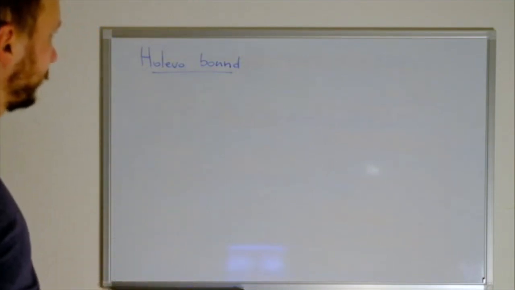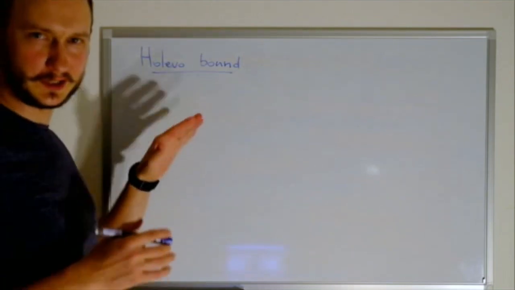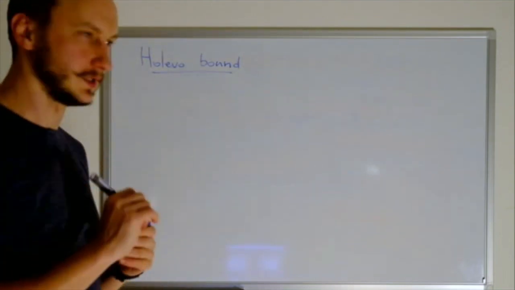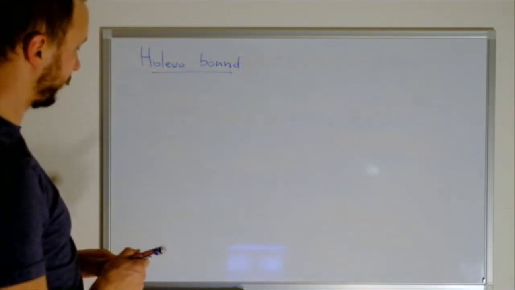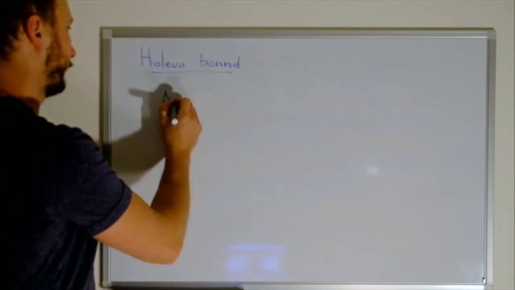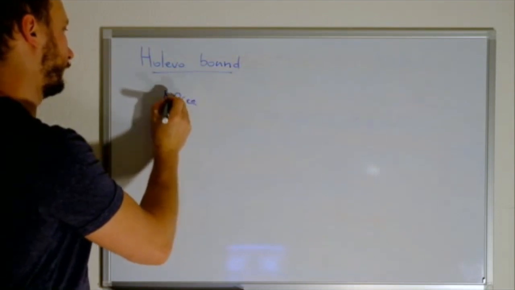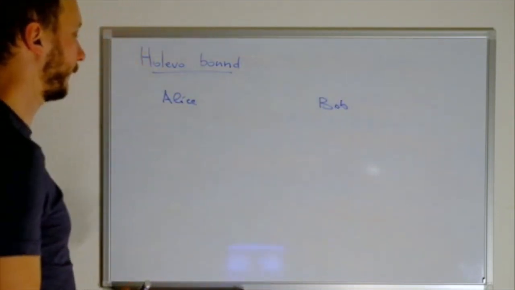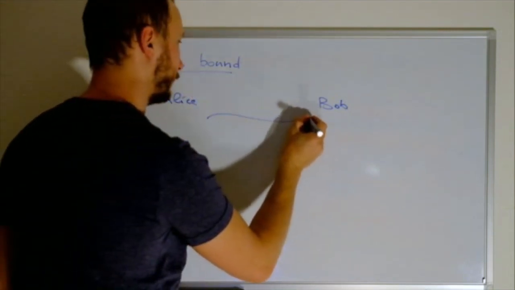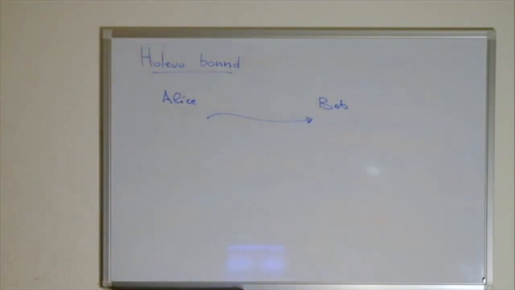So the Holevo bound, what it tells us, first it looks like it's a different context from what we're doing here, but then we'll see that it's actually related. So the Holevo bound is a statement about the following scenario. Let's say we have Alice, right? So we have Alice here, and we have Bob. Okay, and Alice wants to send some message to Bob.